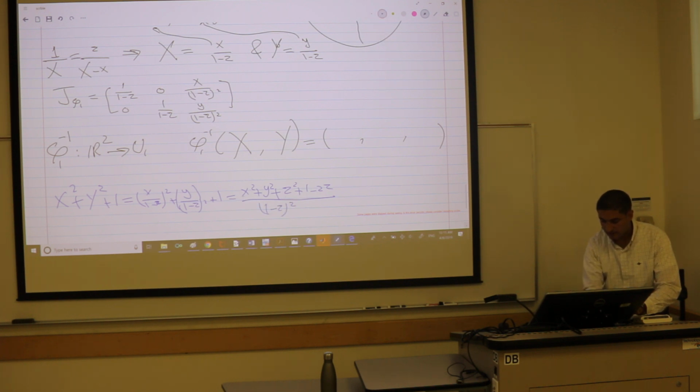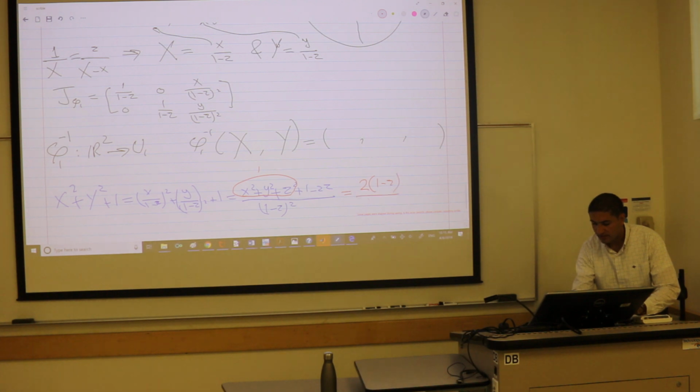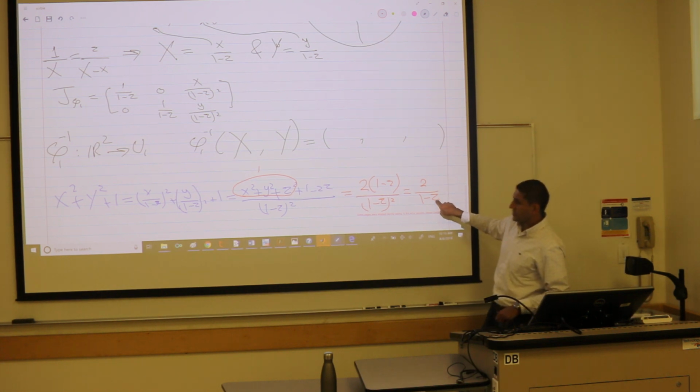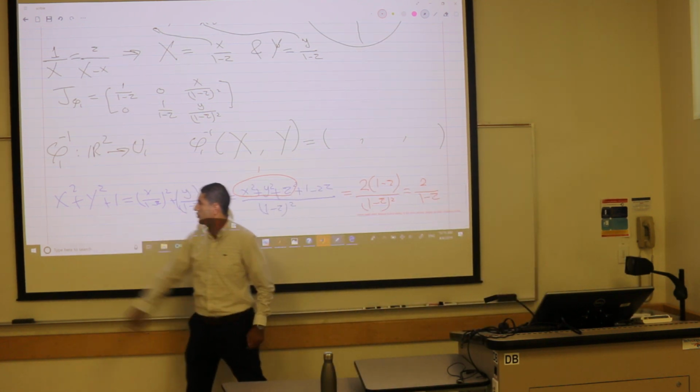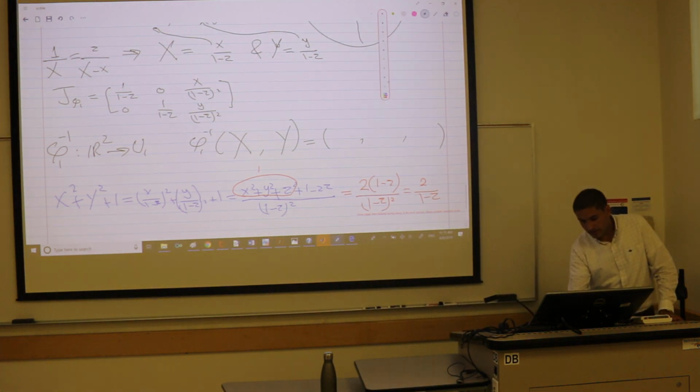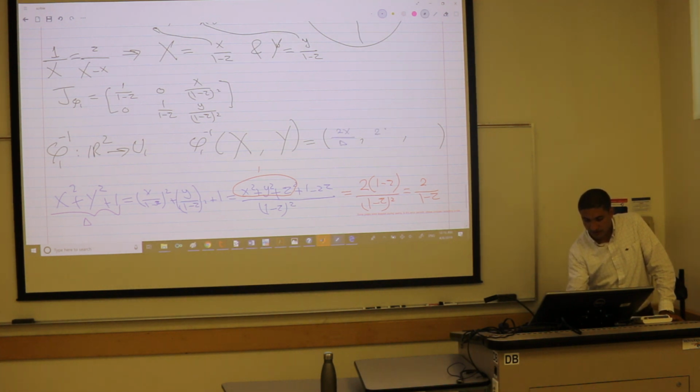And you can now observe these guys are 1. On the sphere, 1 plus 1 is another 1. So I have 2, 1 minus z over 1 minus z squared. So that's interesting to be 2 over 1 minus z. So I can solve for z in terms of large x and large y. I will call this guy, because I will repeat it so many times, I'll call it delta. So this actually will give you the coordinates here, fine. So this is 2x over delta, 2y over delta.